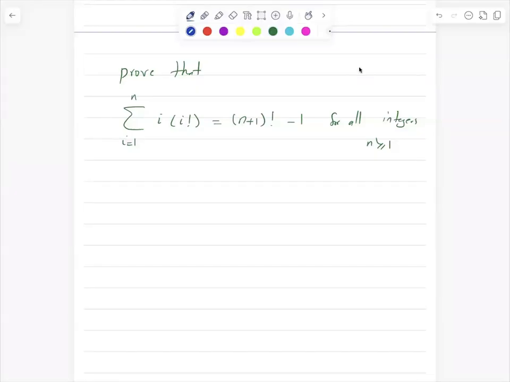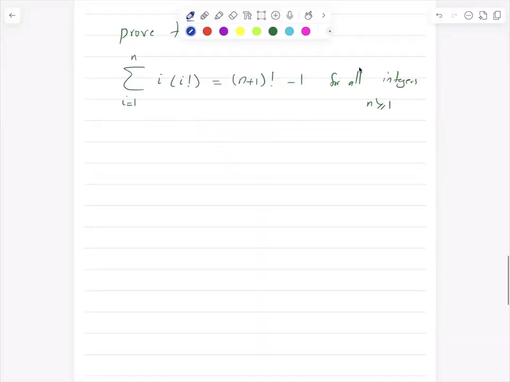Let's move on to another proof. We want to show that the summation of i times i factorial, i starts from 1, goes to n, is n plus 1 factorial minus 1 for all integers n greater than or equal to 1. Let us apply the method of proof by induction.